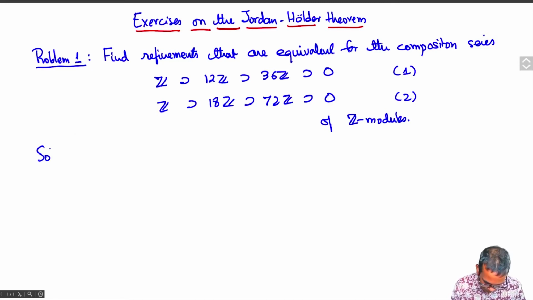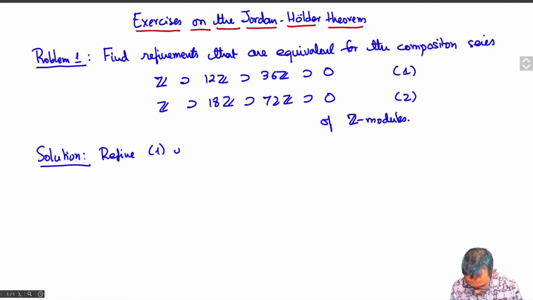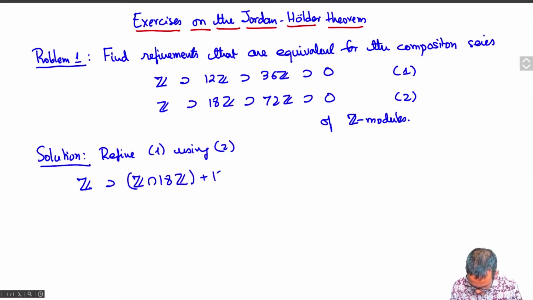Okay, so let me solve this for you. The idea is to refine each of these series using the other one. So firstly, let's refine 1 using 2. Refining 1 using 2 means that first we will take the part between Z and 12Z and find the terms in between, corresponding to this filtration. So first we take Z, and then we take Z intersect 18Z plus 12Z. This is something in between Z and 12Z.